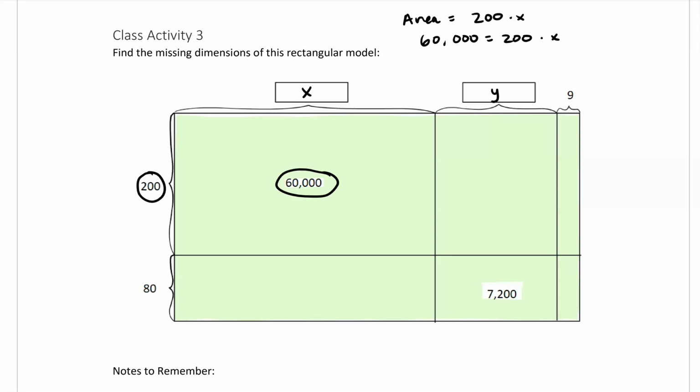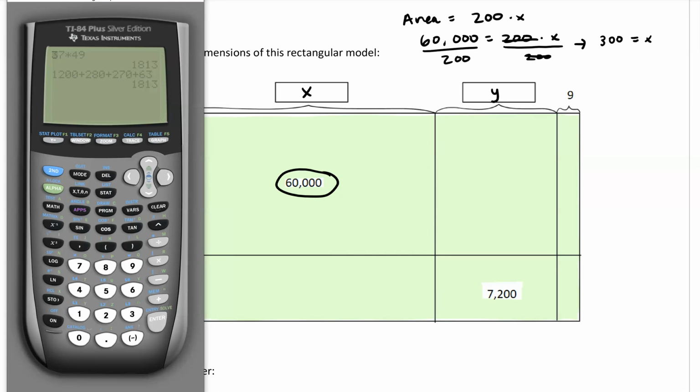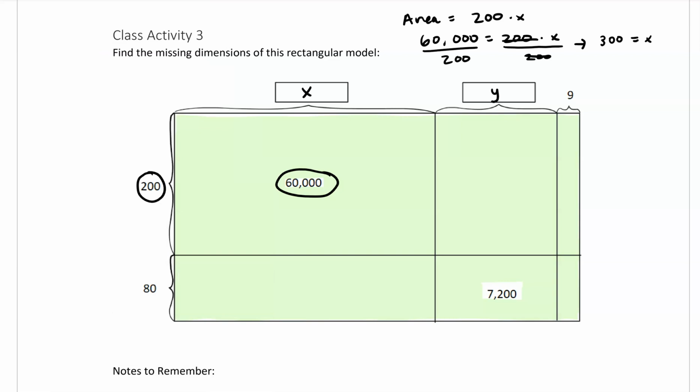And in order to figure out what that number is, we would want to use the opposite operation of division. So I'm going to take my equation and I'm going to divide both sides by 200. And that results in 300 is equal to x. Let's just verify that really quickly. So 60,000 divided by 200 gives you 300. So the x value here is equal to 300.